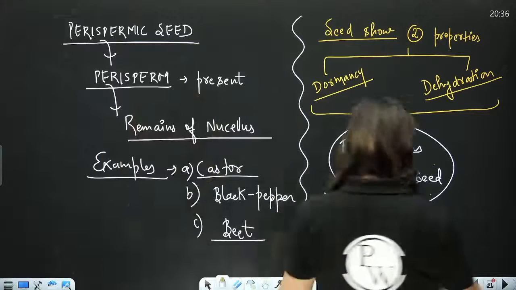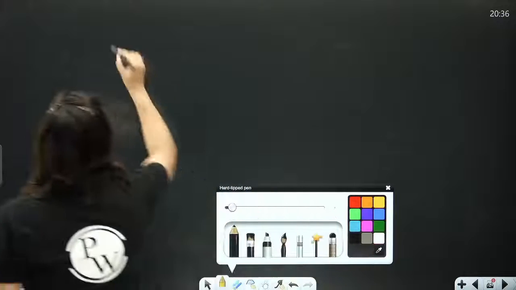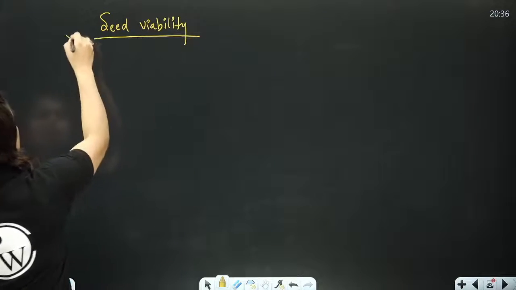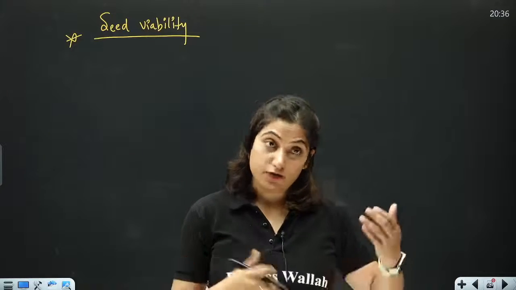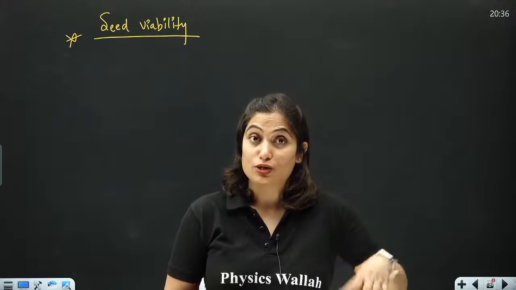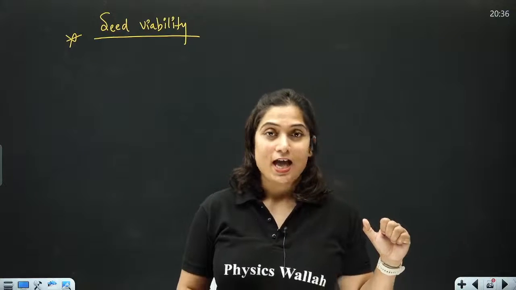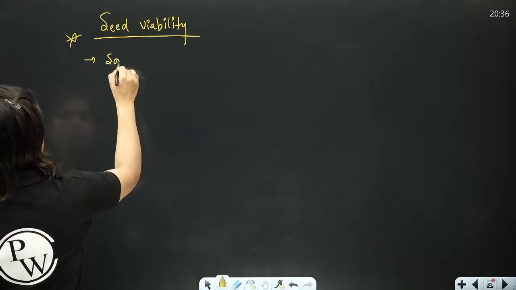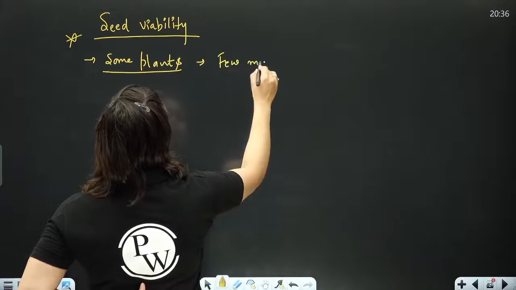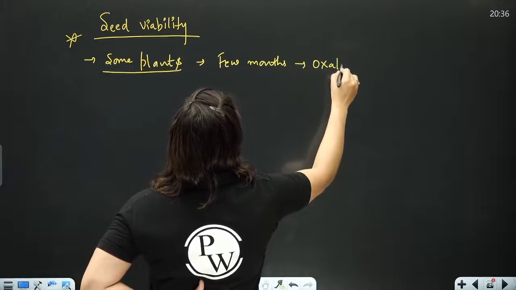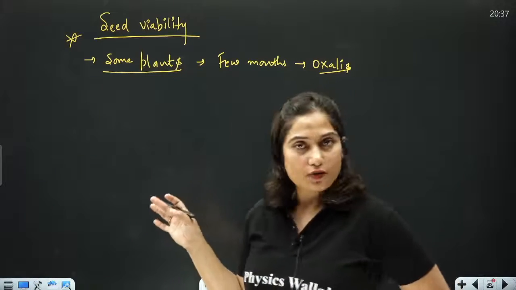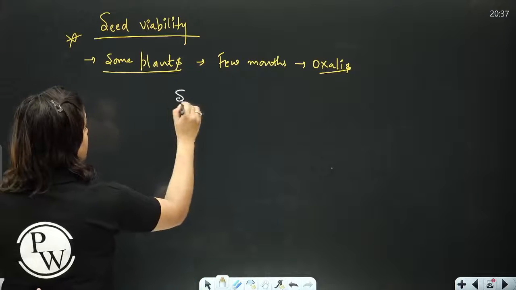Now let's move on to another topic, that is seed viability. Seed viability is the capacity of the seed, after the seed is formed, for how much time after its formation the seed is capable of giving rise to a new plant. That is called seed viability. Some plants have seed viability only for a few months, like oxalis. The seed is formed and within a few months it will be able to give rise to a new plant. After that it will not, but viability can be up to several years.